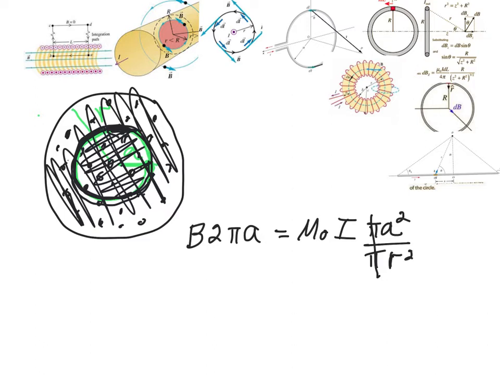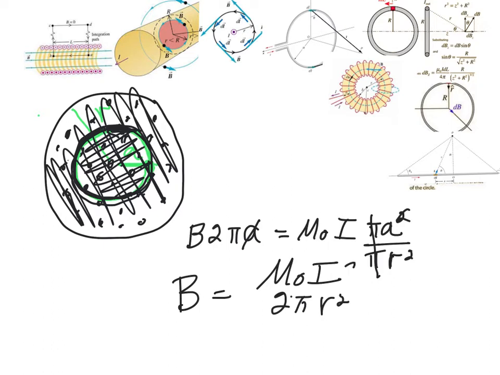And then when I divide by 2 pi a, I get B equals mu naught I. Notice that that a actually cancels one of those. Mu naught I over 2 pi r squared times a. That's the result. And so r squared, r is a constant. It's the radius of the wire. But you see, as a gets smaller, B gets smaller.